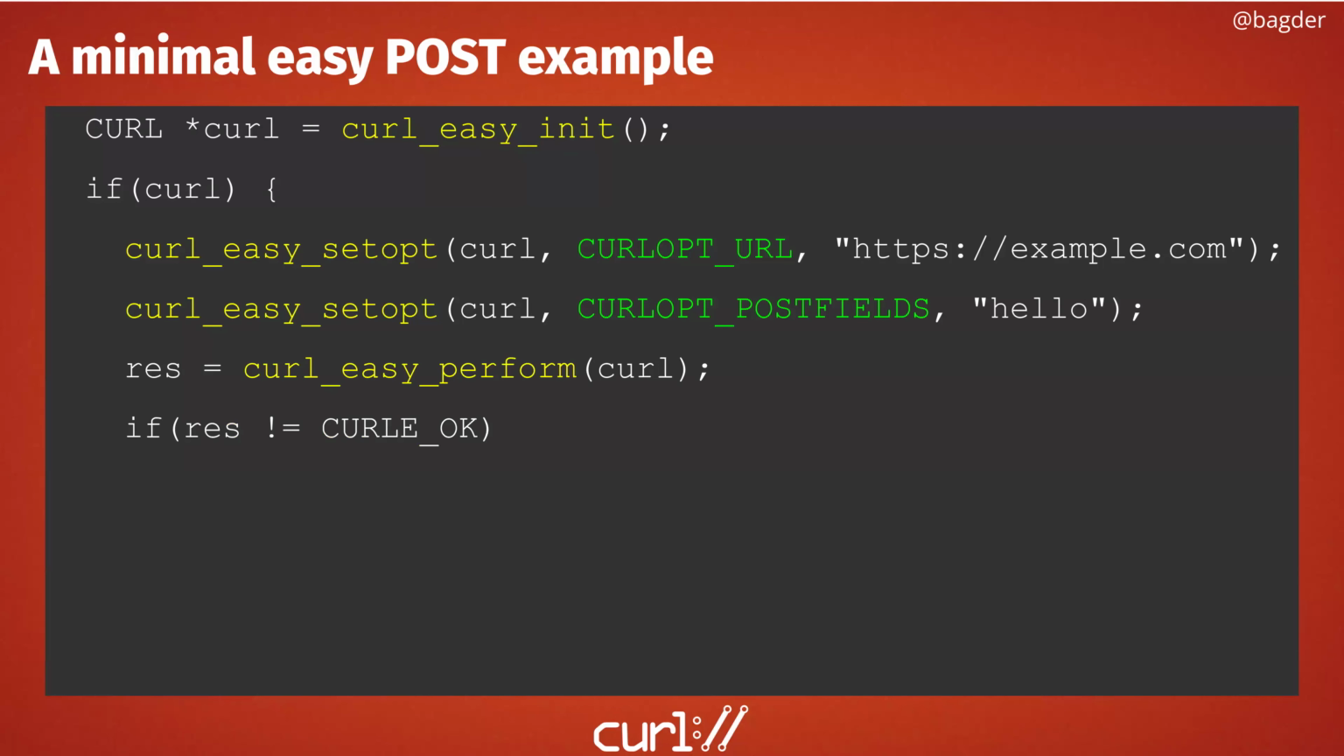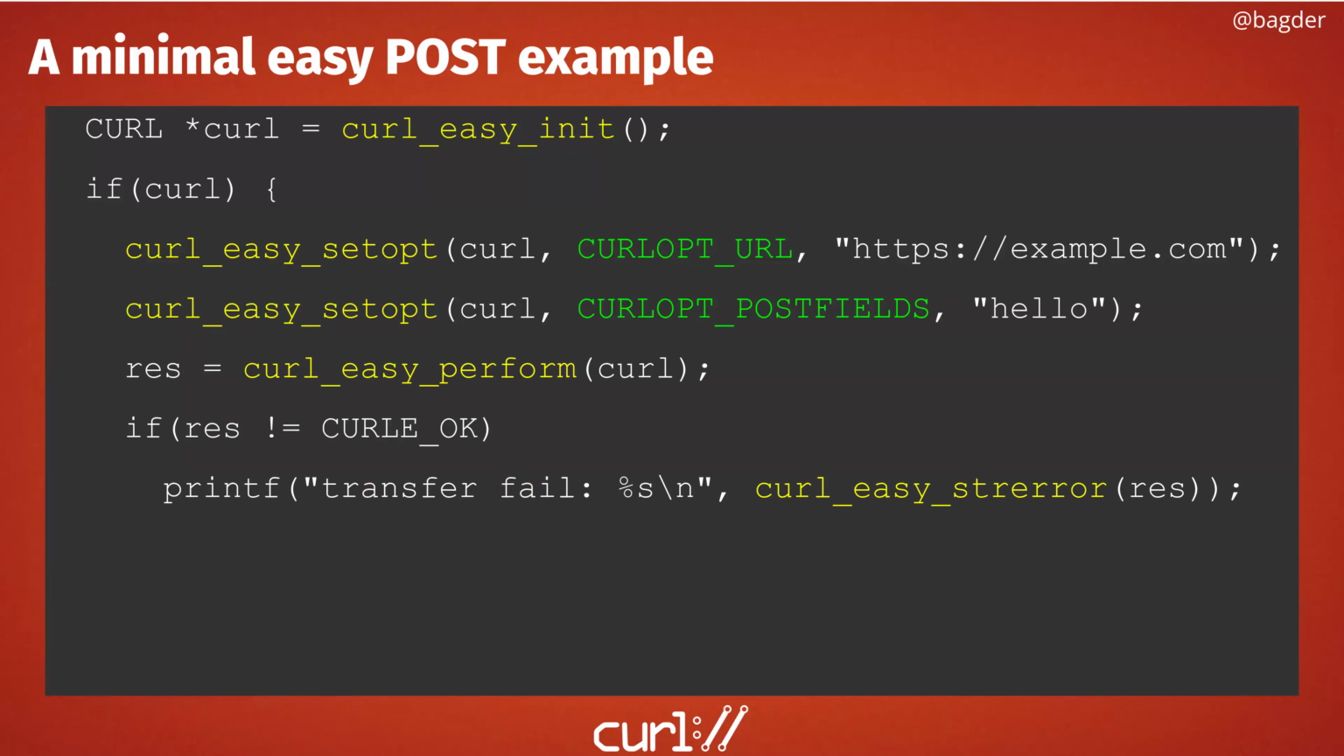And then we perform it. And then maybe there's an error, show the error. If it's not, or either way, we clean up the handle and we're done. So this sends an HTTP post to example.com over HTTPS. Easy peasy.